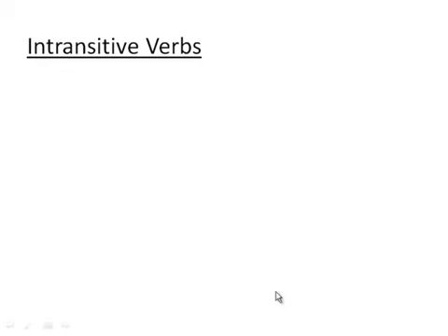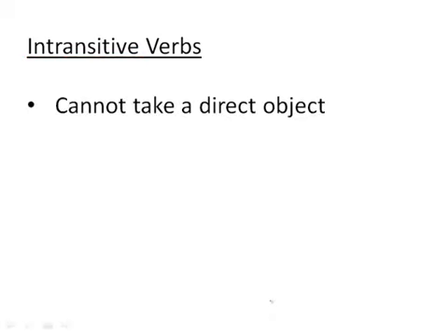In the previous video, we learned about transitive verbs. Transitive verbs were verbs that take a direct object. The opposite of transitive verbs are intransitive verbs, and intransitive verbs do not take a direct object, or cannot take a direct object. So let's look at a few examples of intransitive verbs to see how they're different from those transitive verbs that take a direct object.